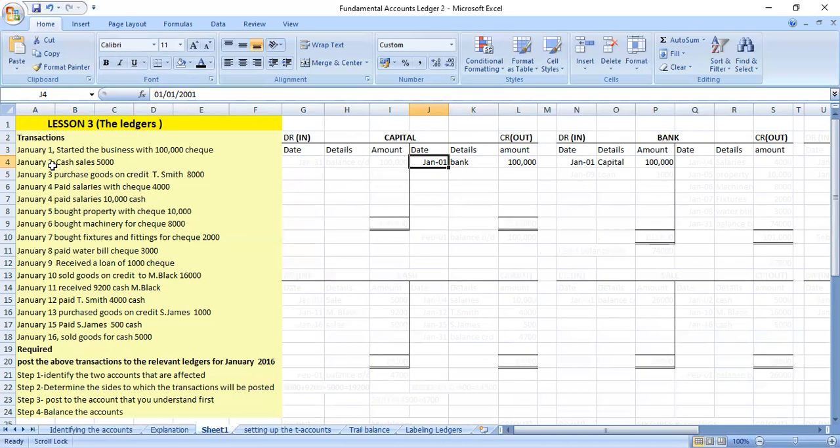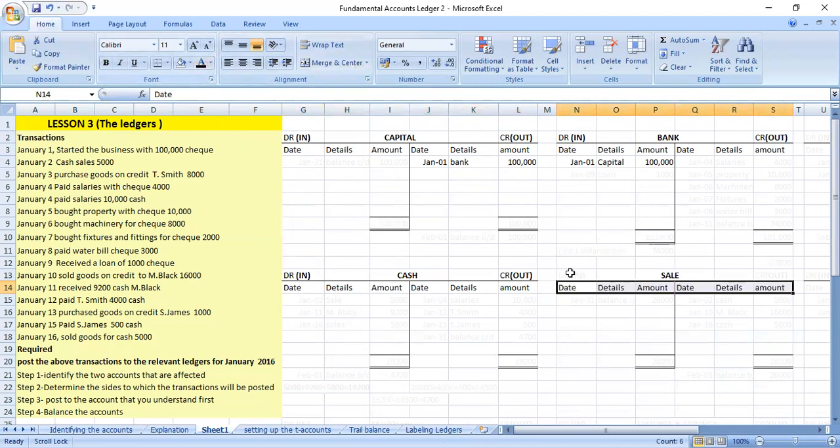For January 2, it says cash sales $5,000. The two accounts that are affected are cash and sales. We don't have a cash account here or a sales account, so we have to create those accounts. So cash and sales. We head up our account the same way that we did with the others. Debit inside, credit outside, and then we have our details and amount on both sides of our cash account. We're going to be doing the same thing with the sales account. Details, amount, and labeling, debit inside, credit outside.